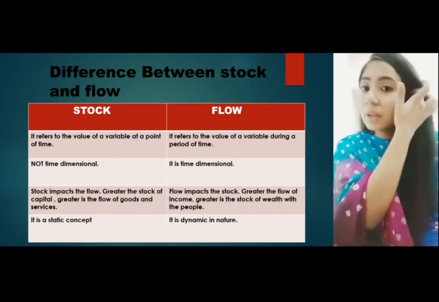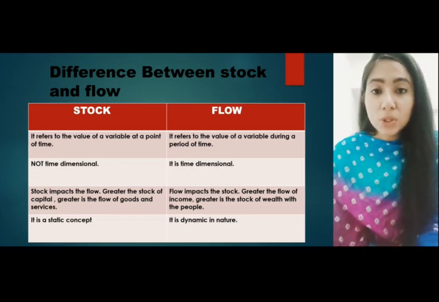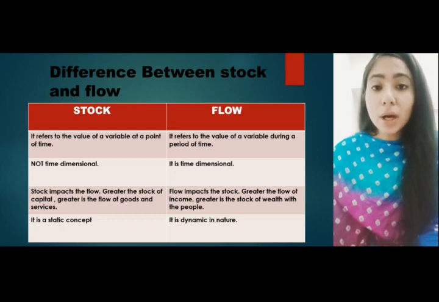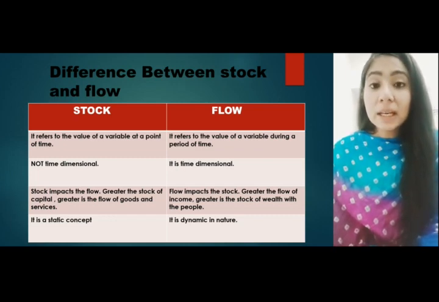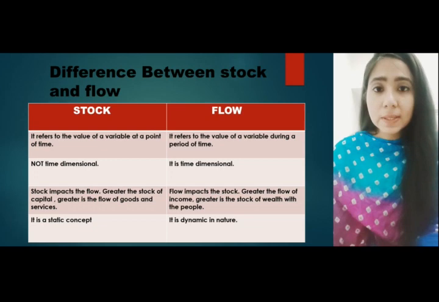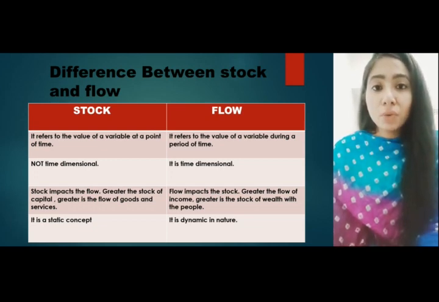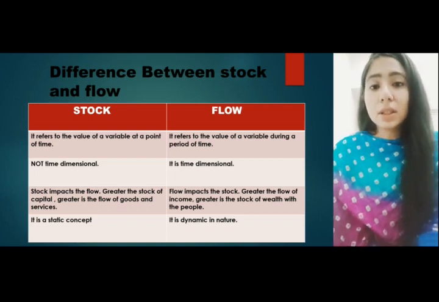Now let's talk about the last difference between them, which is their impact on each other. If you talk about stock, then stock has impact on the flow. For example, capital is a stock. If I have greater capital, there will be greater flow of goods and services in the economy, because I will be able to invest money and produce things, and there will be good flow of goods and services. So stock impacts the flow.